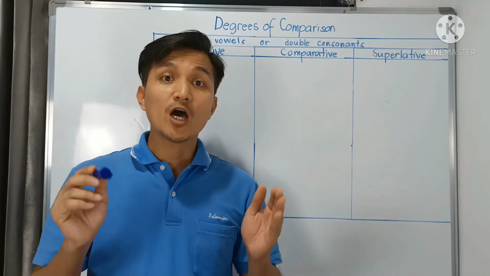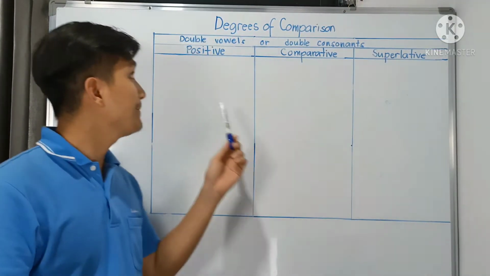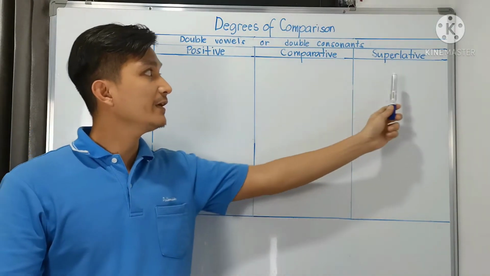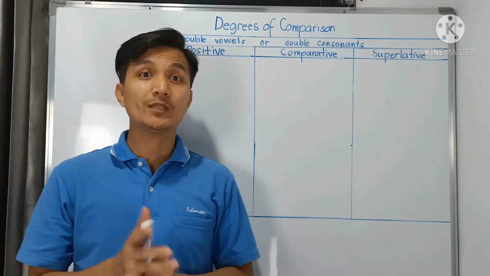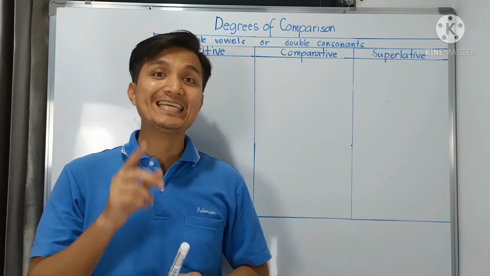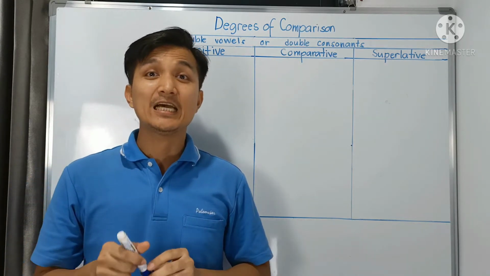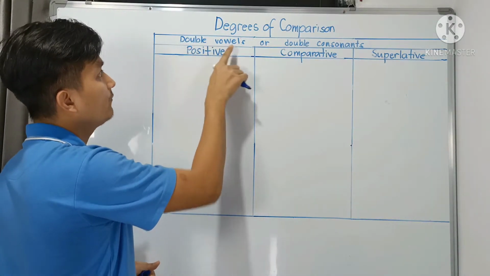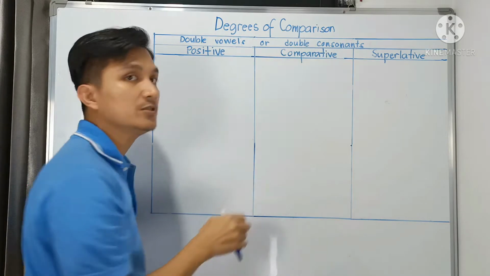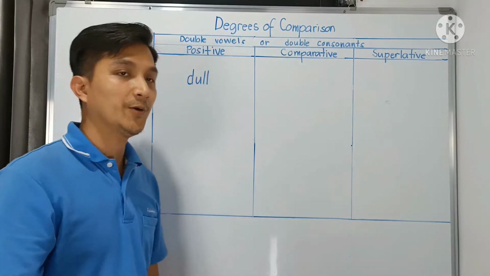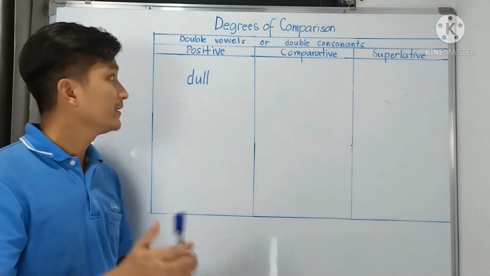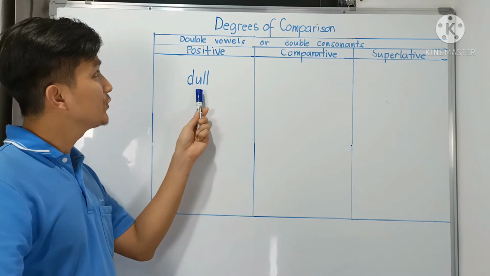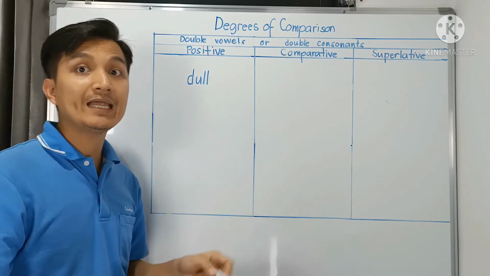For us to understand it more easily, I made a diagram for us. Positive, comparative, and superlative. The first rule is we have to remember we add ER and EST to the positive adjective if that word has double vowels or double consonants. Let me give you an example. My first word is the word doll. And remember, if you see two consonants here, you will add ER.